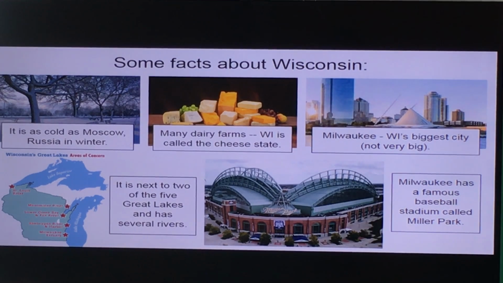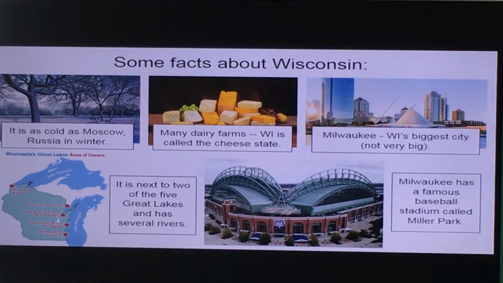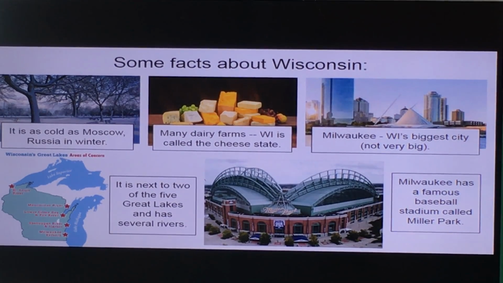So a couple facts about Wisconsin, where I grew up. It gets as cold as Moscow, Russia in the wintertime. So the winter in Korea was not very cold for me this year, because I'm used to the temperatures being so cold that it's dangerous to go outside some days. There are also a lot of dairy farms. So Wisconsin's major products are milk and cheese. That's kind of what Wisconsin is known for.